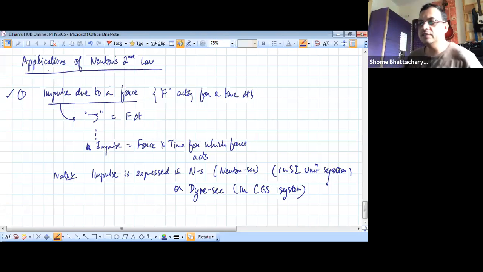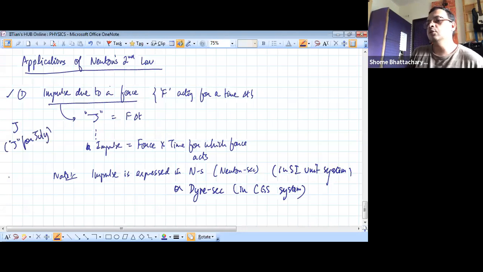Just make a note of the definition and the unit. No, it's not tau or beta. This is J. Okay, the symbol is capital J. J for July. That tau symbol is this, like this. This is tau. This is different. This symbol will be used for torque. You are correct. My handwriting might have misled you, but the symbol used is capital J.